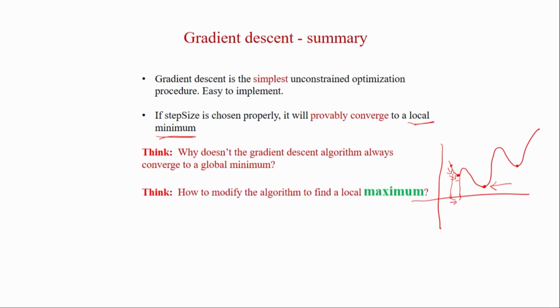So now here is a simpler question. How can we modify the gradient descent algorithm if you had to find the maximum of a function instead of the minimum? What would you do?